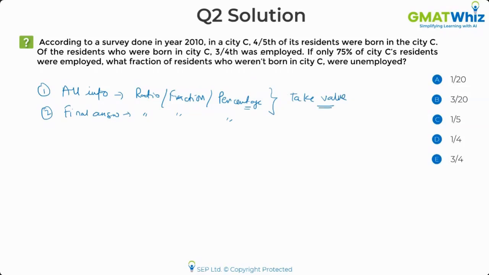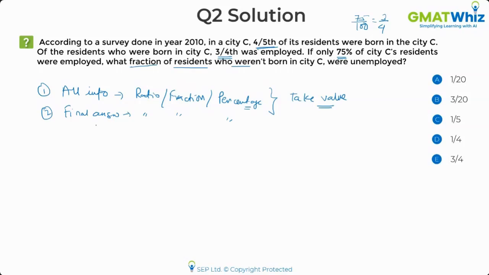Now, if you notice in this question, I'm going to read it properly from end to end, don't worry. But if I just look at the numbers, you'll see 4/5, a fraction, 3/4, a fraction, 75%. This is a percent, but obviously you can convert this into a fraction and write it as 75 by 100, right? Which is 3/4. So all the information given in the question is in the form of a fraction. And the final answer being asked is also in the form of a fraction, and this could have been asked in a percentage also, doesn't matter.